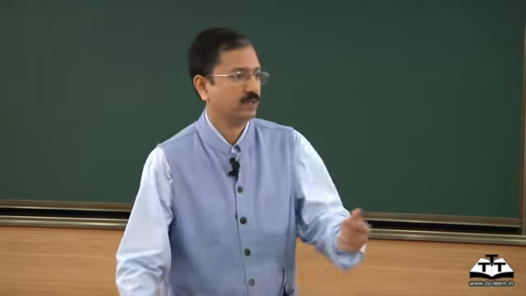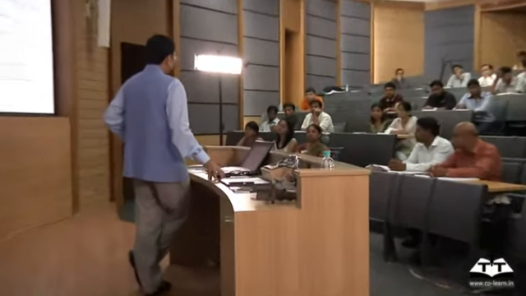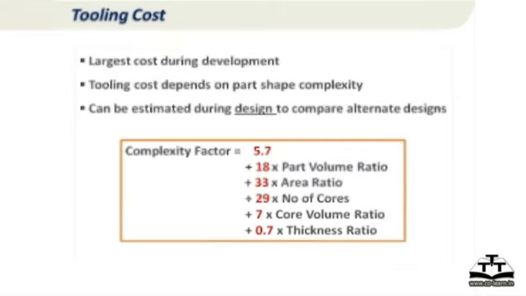Here the coefficients mean the importance of each thing you are taking. Yes, area ratio is given more importance. Yes, you can say that, and I was going to say the same thing. If you see the ratios here, area ratio gets the highest, followed immediately by number of cores, and you are not surprised. We did say number of cores does make life more complex for foundry people. Followed immediately by part volume ratio, then core volume ratio also. Thickness ratio you can even ignore, it's not going to give you a lot of inaccuracy. So you can even manage with the first 4 numbers here.